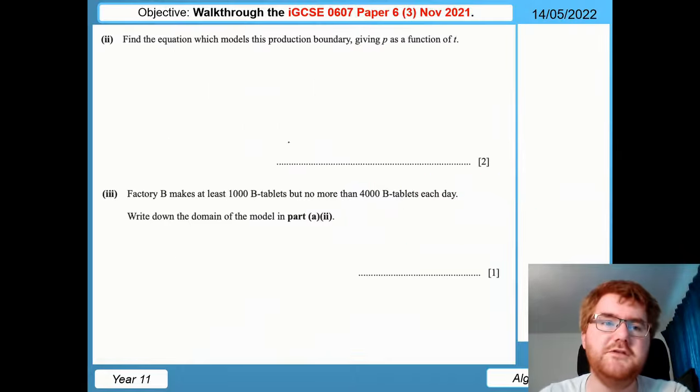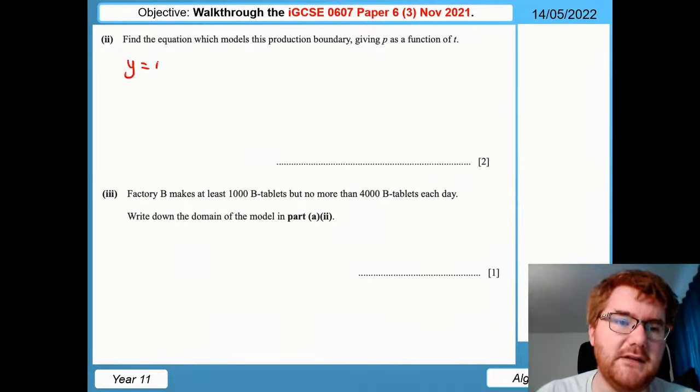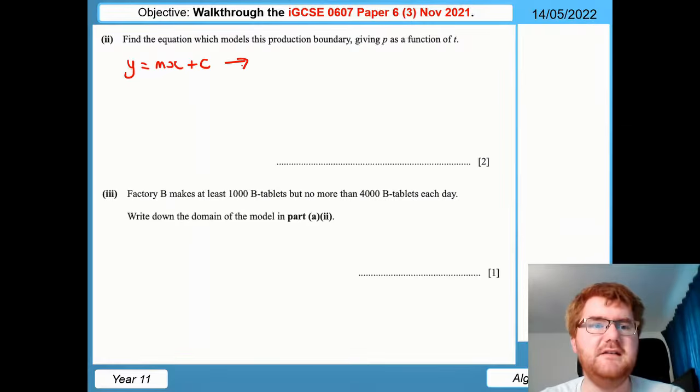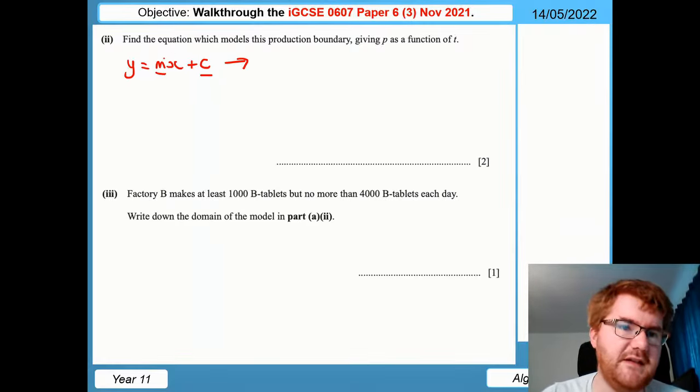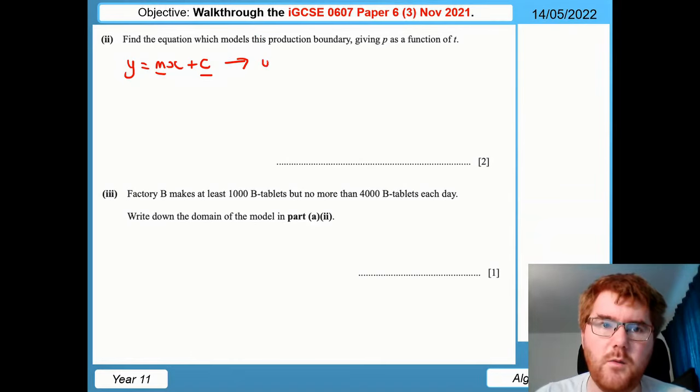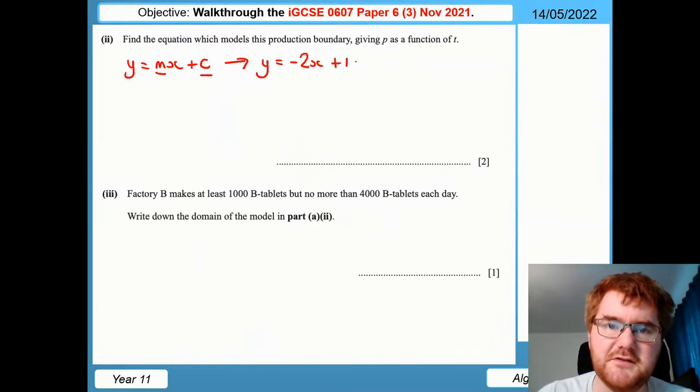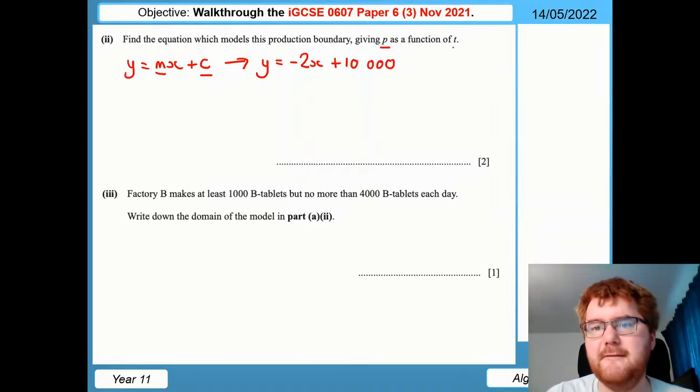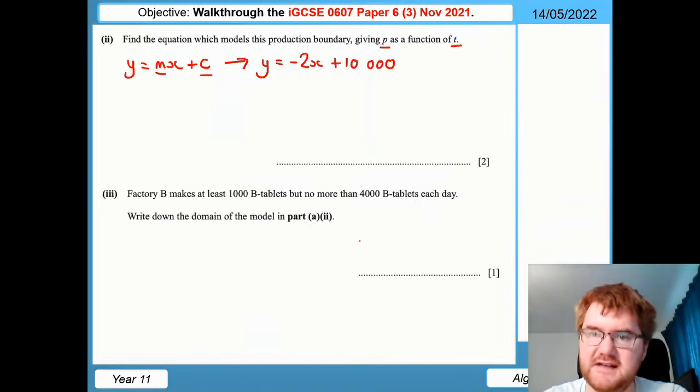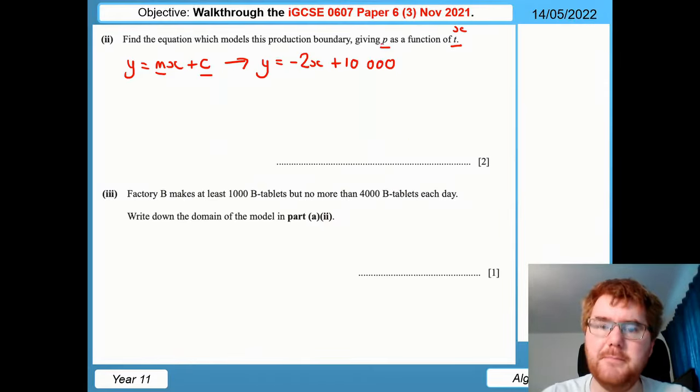Now, normally we talk about y equals mx plus c. So if we're using that and we put in the gradient and y-intercept, so m and c, we would then get y is equal to, well, the gradient is minus 2, so minus 2x plus 10,000. However, read the question carefully, giving p as a function of t. So the t value is essentially our x-axis, and the p-value is actually our y-axis.